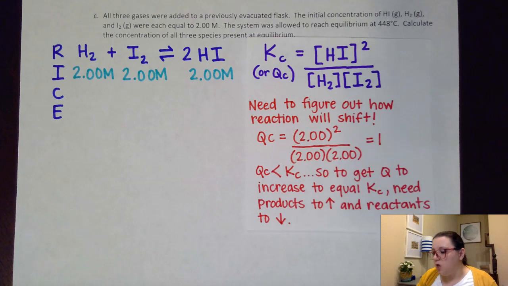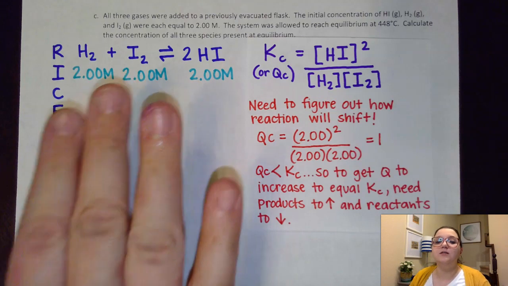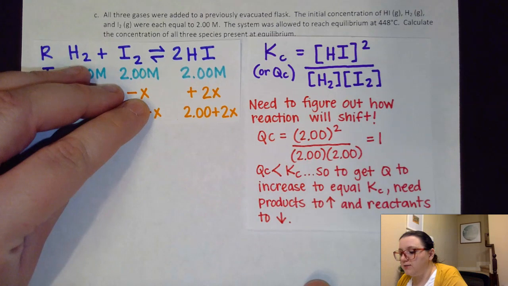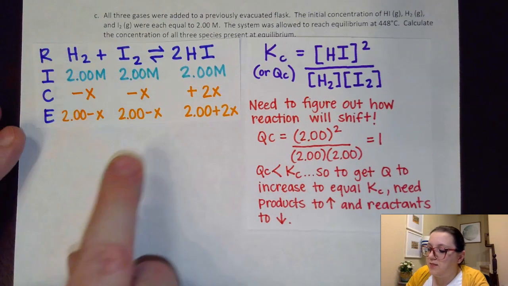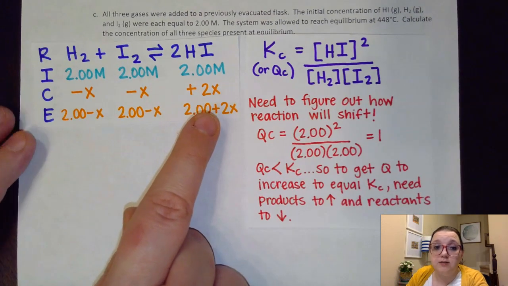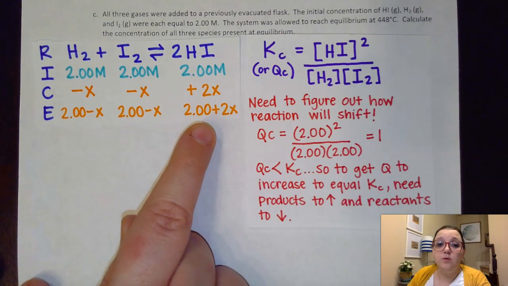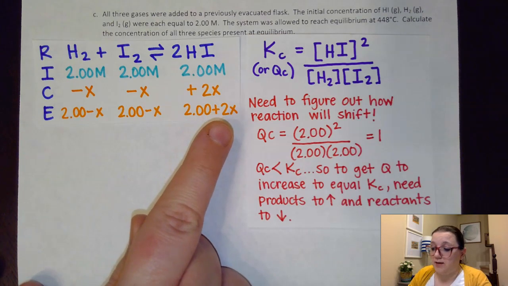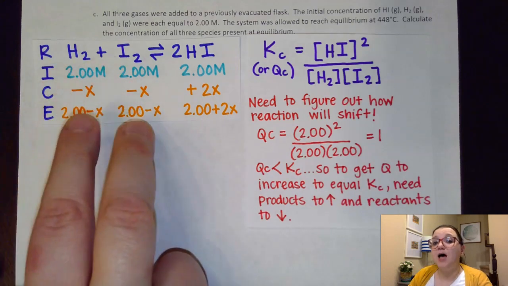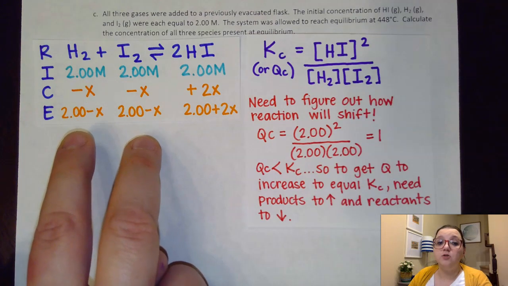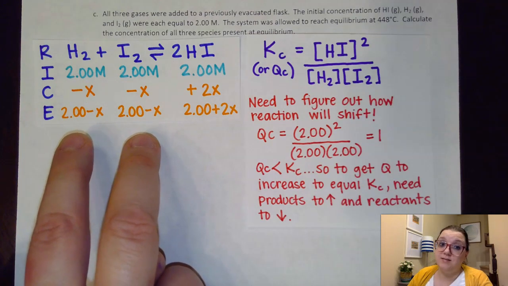So now that I know I'm going to be shifting to the product side, I can come over here and start filling out my rice table. I can say that, hey, we said that we want the products to increase. So you notice I put plus 2x over here, leaving me at equilibrium with HI equaling 2.00 plus 2x. My two reactants, I want them to decrease. And so that would leave them at equilibrium at 2.00 minus x.